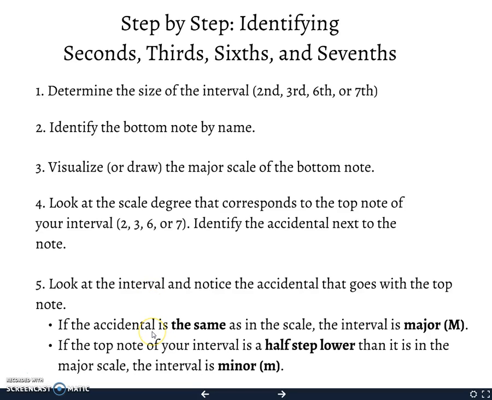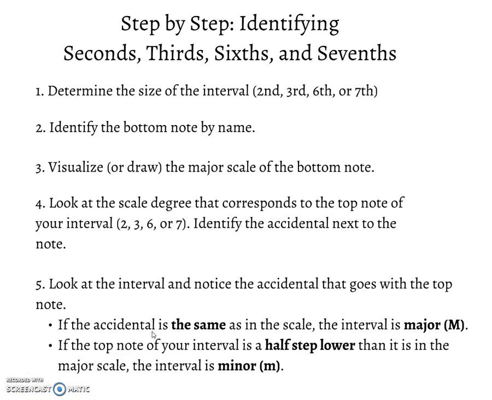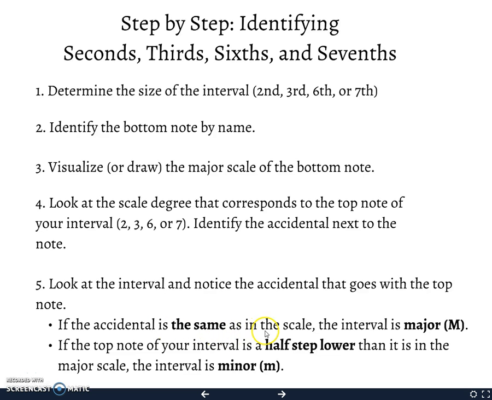If the accidental of the top note of your interval is the same as it is in the scale, your interval is major. If the top note of your interval is a half step lower than it is in the major scale, because the accidental is different, lower by a half step, then your interval is minor. That is it.